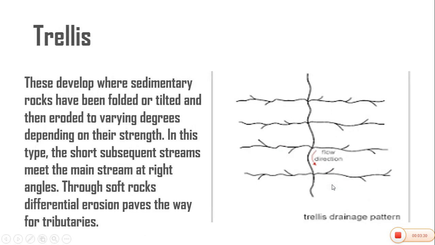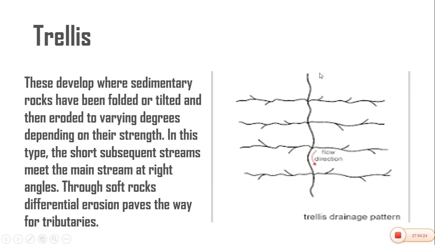Another pattern we'll be looking at is the trellis drainage pattern. The trellis drainage pattern develops where sedimentary rocks have been folded or tilted and eroded to varying degrees depending on their strength. In this type, the short subsequent streams meet the main streams at right angles through soft rocks. Differential erosion paves the way for tributaries.